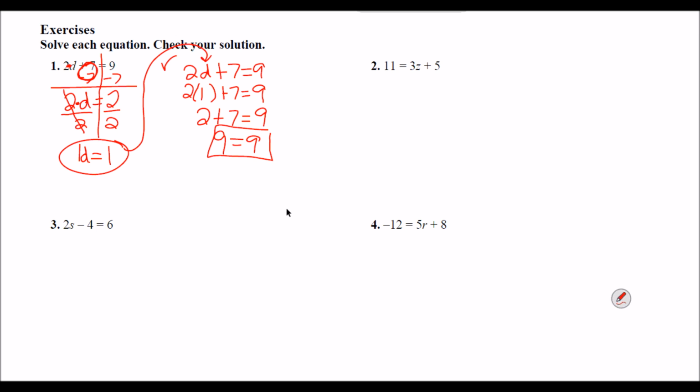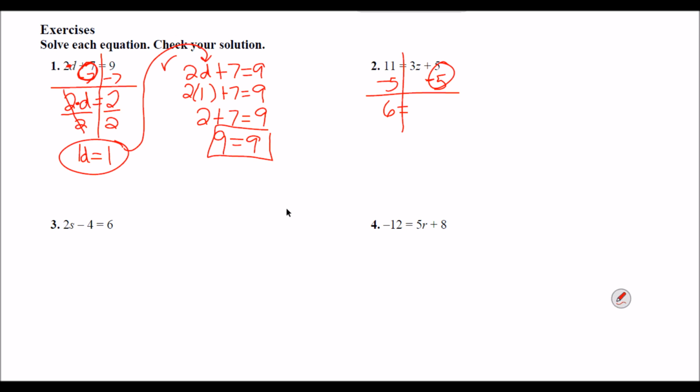All right, number 2. Go ahead and draw our line in. Notice that our variable this time is on the right side of the equation, so we're going to focus a lot of our attention over here on the right side first. We have 3 times c, and we have plus 5, all right? So we want to get rid of the plus 5 by using subtract 5, so that this becomes 0 over here on the right. 11 minus 5 is 6.